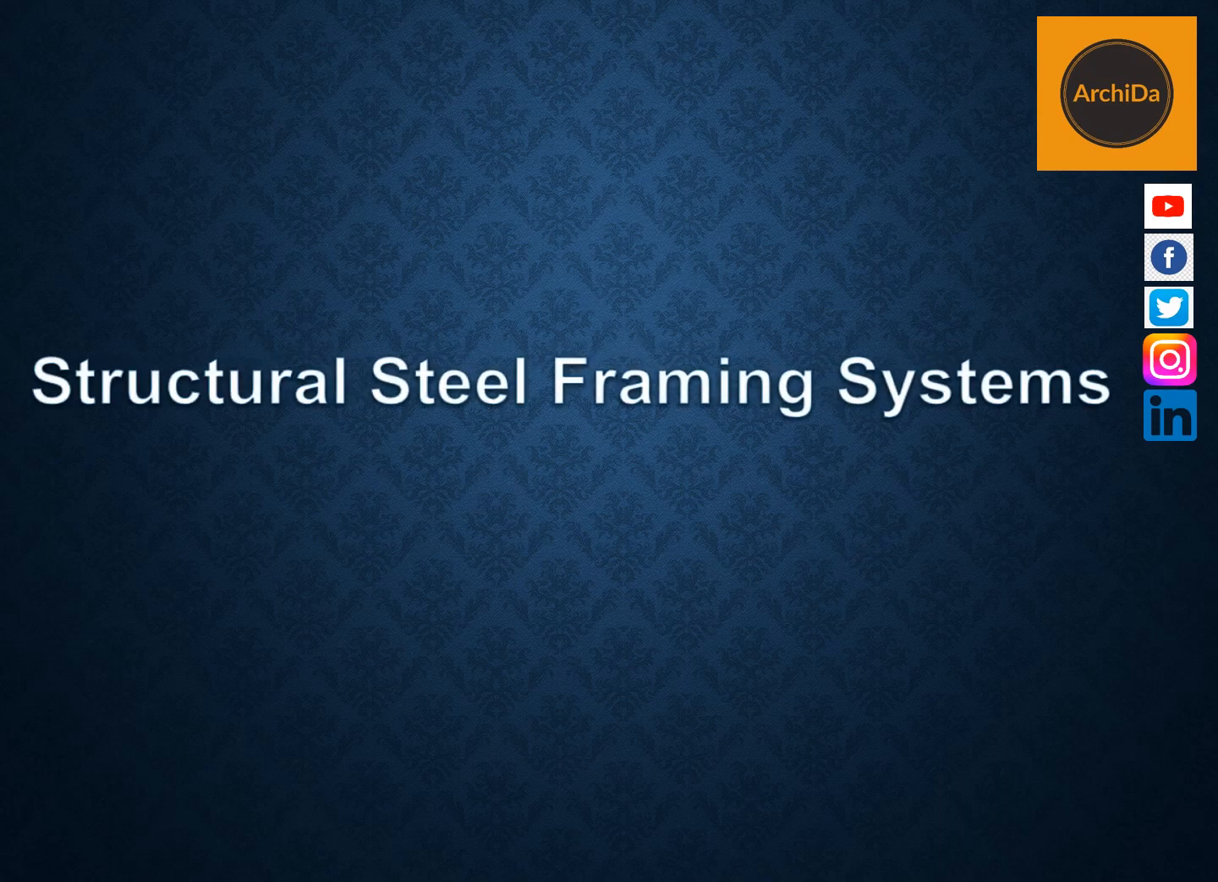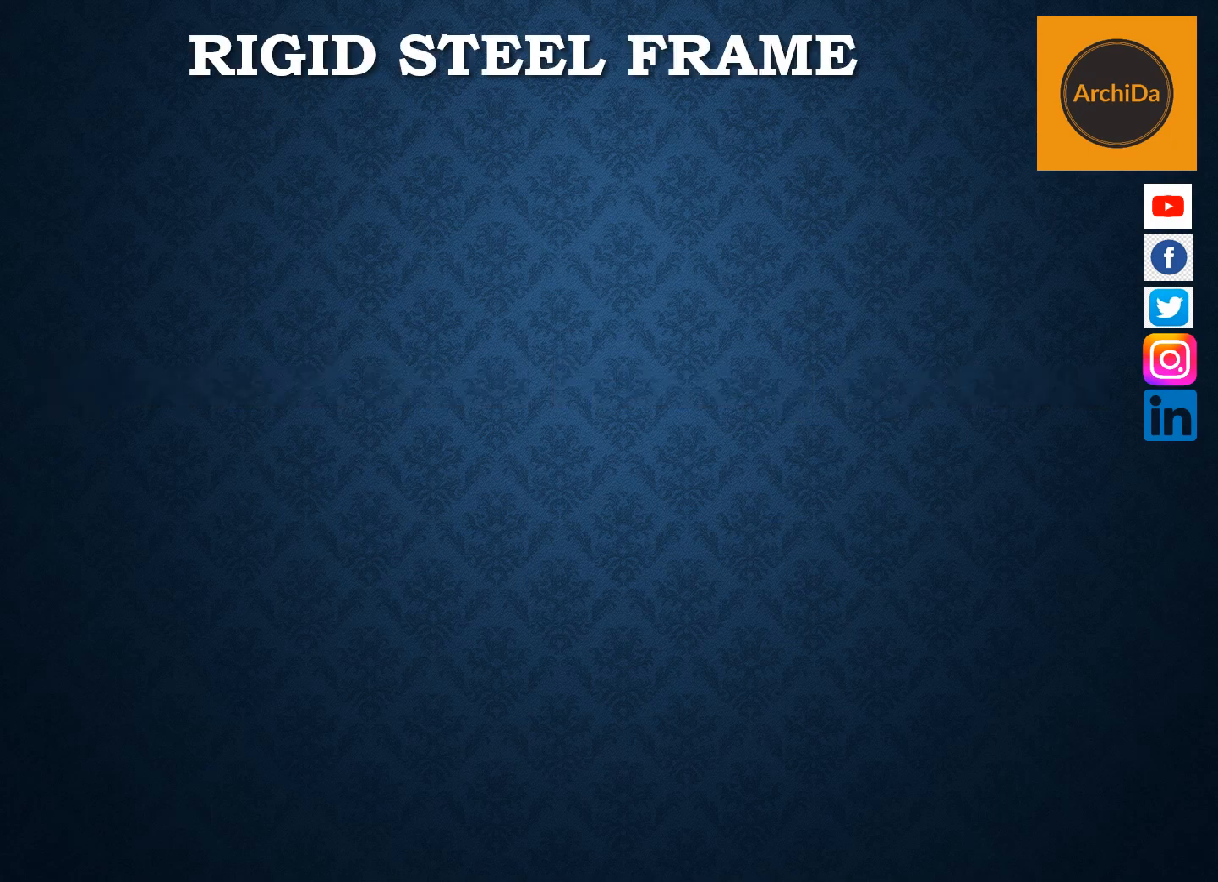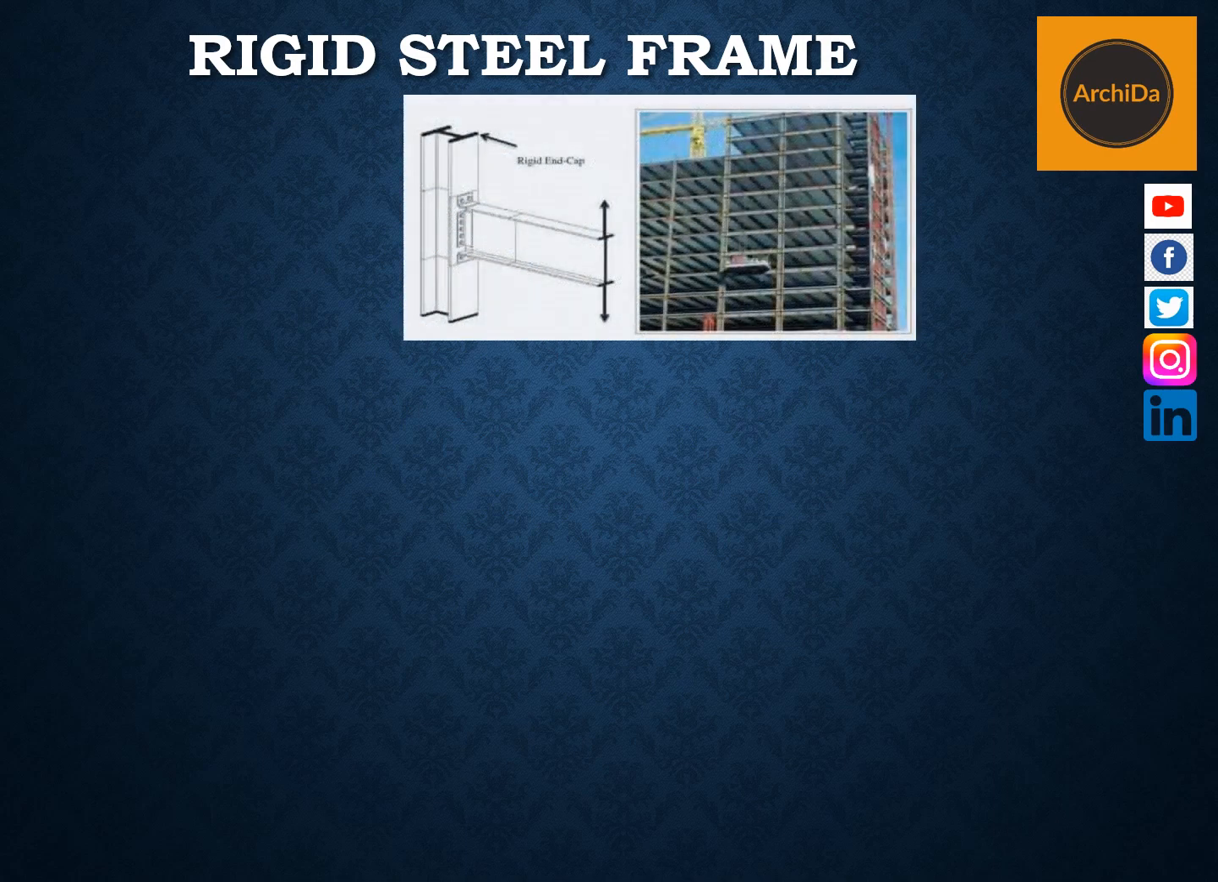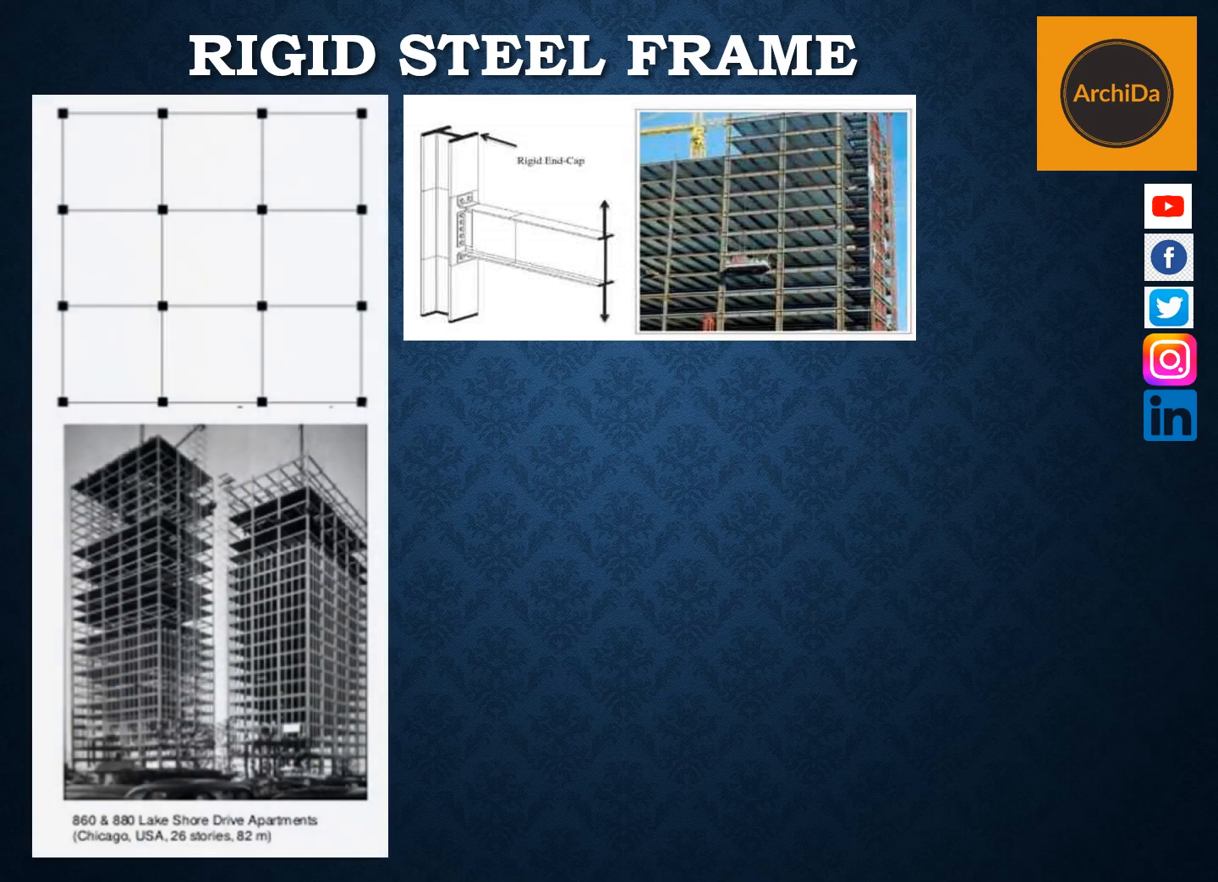For this video, we will be talking about the basics of structural steel framing. The first is the rigid steel frame, also known as a shear frame system. Beams and columns are rigidly connected. Bay dimensions range from 6 meters to 9 meters.